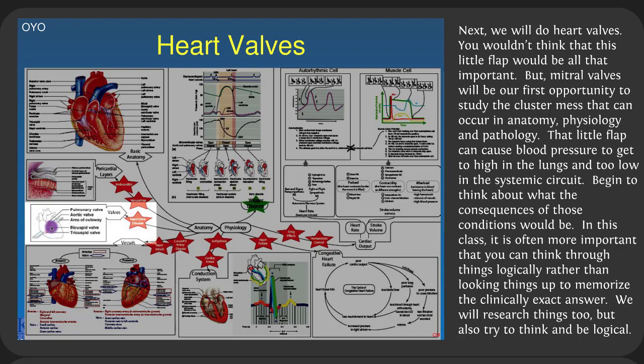Again, too high of pressure in the lungs, so the pulmonary circuit's blood pressure goes up, and too low of pressure in the systemic circuit. Systemic blood pressure goes down. In this class, it's often more important that you can think through things logically rather than looking things up to memorize the clinically exact answer. We will research things too, but also just try to think and be logical.